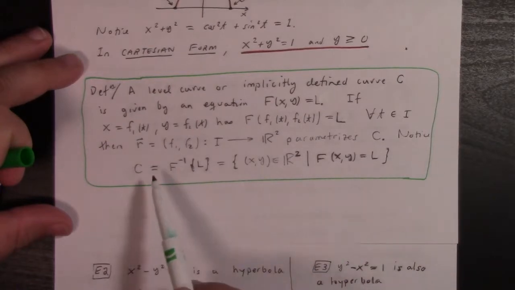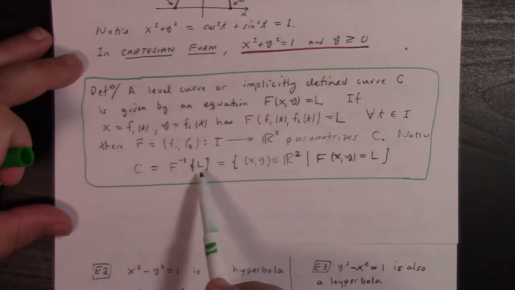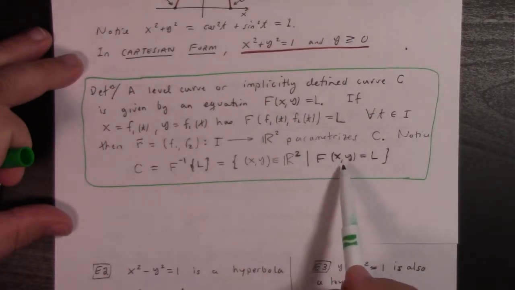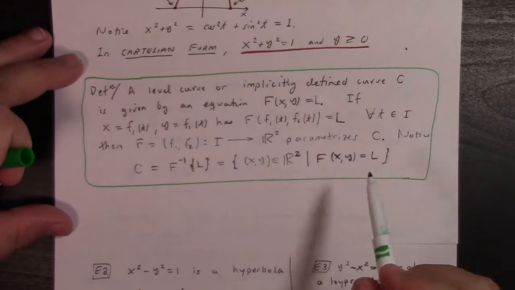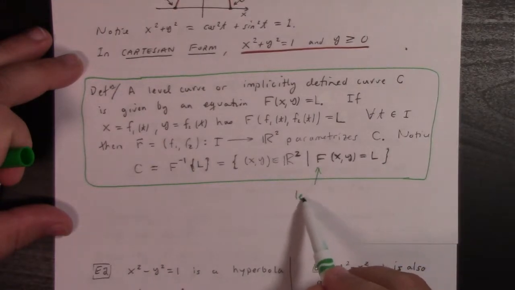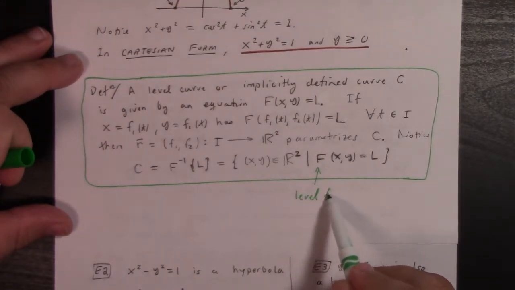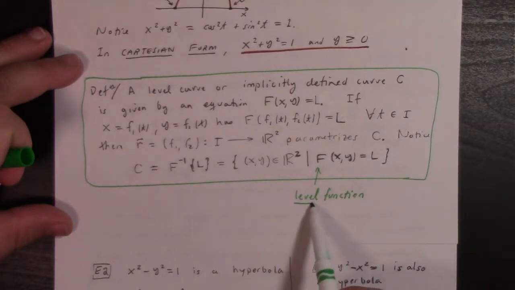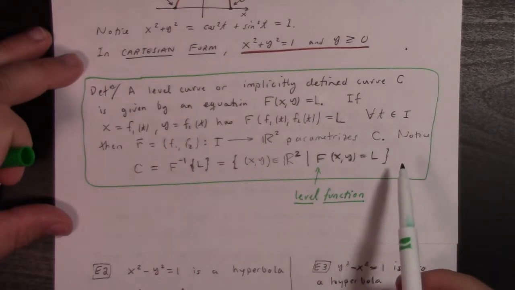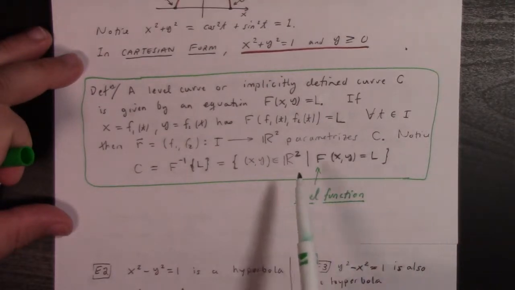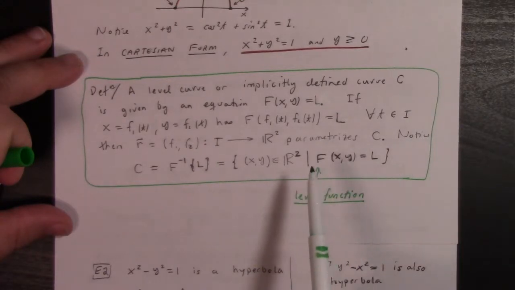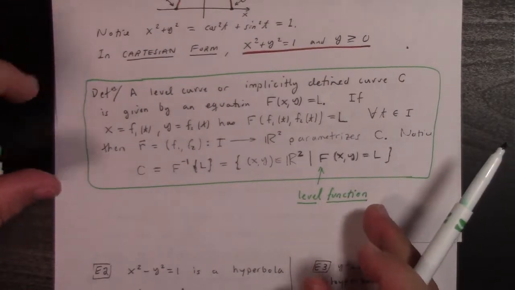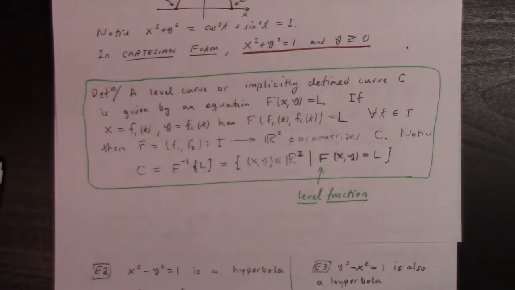Notice, by the way, that the level curve is the inverse image of the level L. It's the set of all points x, y in the plane such that when you plug them into the level function f, you get L. We'll talk more about that in Calculus 3, but I think it's useful to say a few words here. The level curve is an inverse image. It's the set of points in the plane such that when you plug in those points, you get L. In contrast, the parameterization is a forward image.